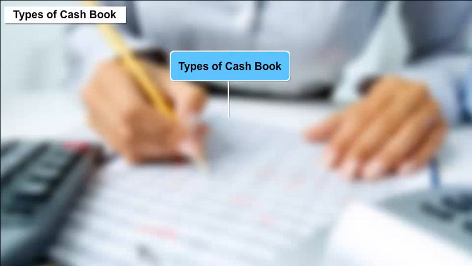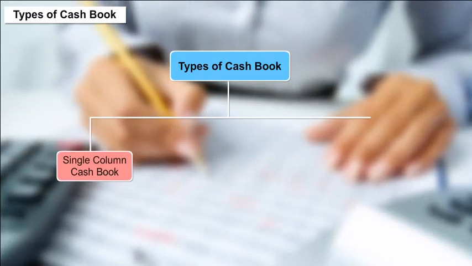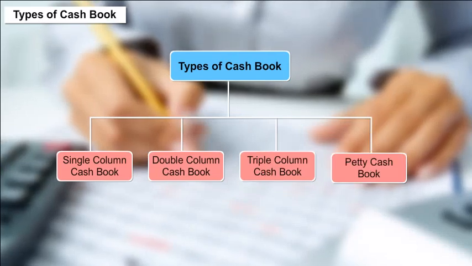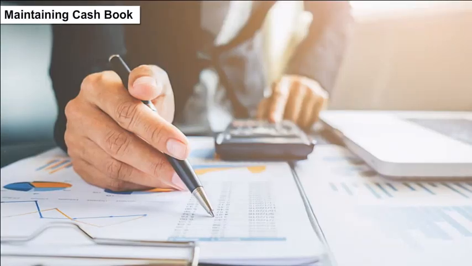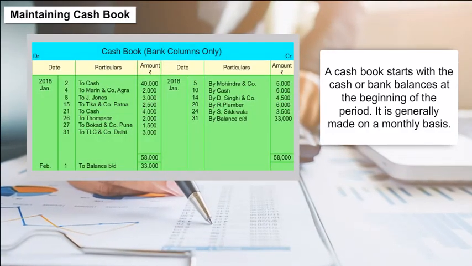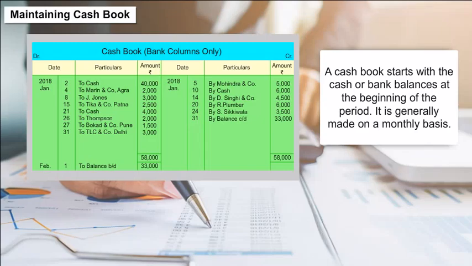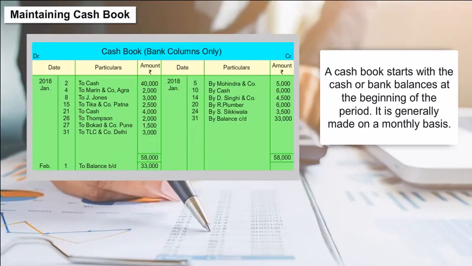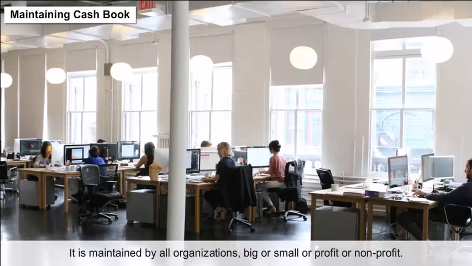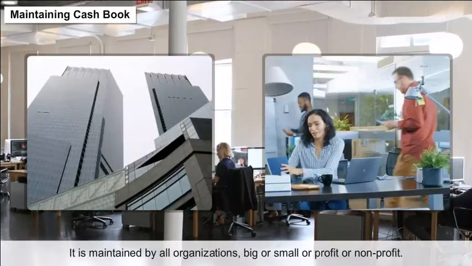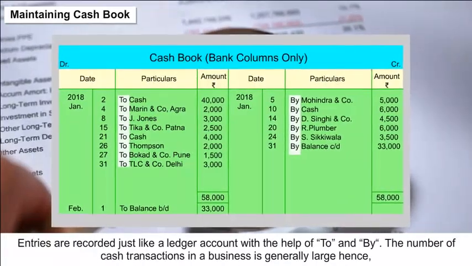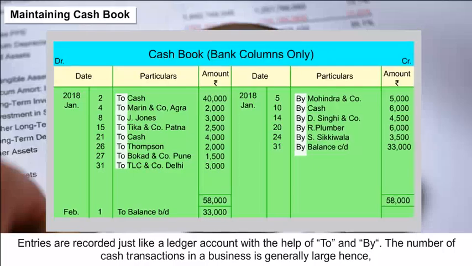Types of cash book: single column cash book, double column cash book, triple column cash book, petty cash book. Maintaining cash book. A cash book starts with the cash or bank balances at the beginning of the period. It is generally made on a monthly basis. It is maintained by all organizations, big or small, profit or non-profit. Entries are recorded just like a ledger account with the help of 'to' and 'by'.